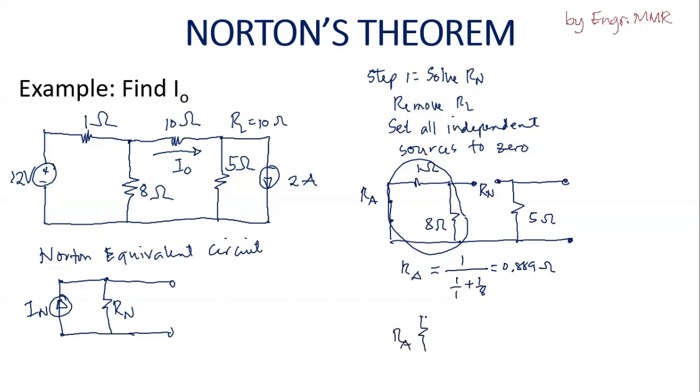Then the equivalent circuit, when we have already combined the 1 and the 8 ohms, we have here the RA. This is the open circuited terminals where we can solve for the RN, and the 5 ohm resistor. As you notice, the RA and the 5 ohms are just connected in series. Therefore, the RN is equal to RA plus 5 ohms. If we substitute the RA, then that is 5.889 ohms.